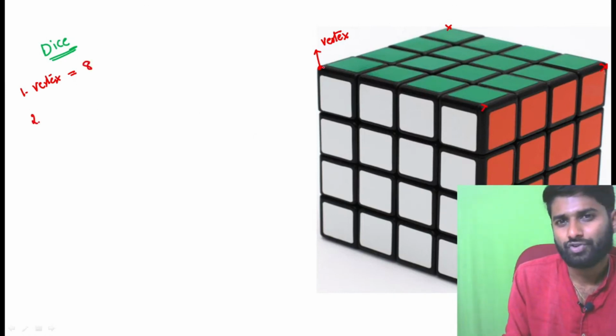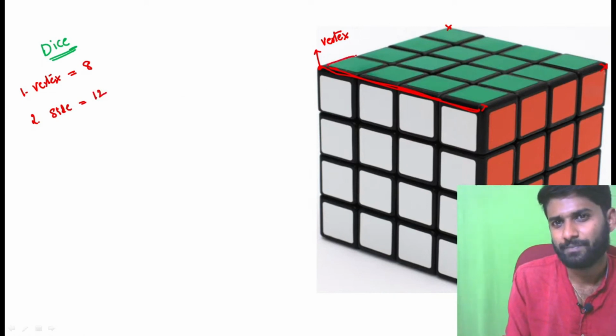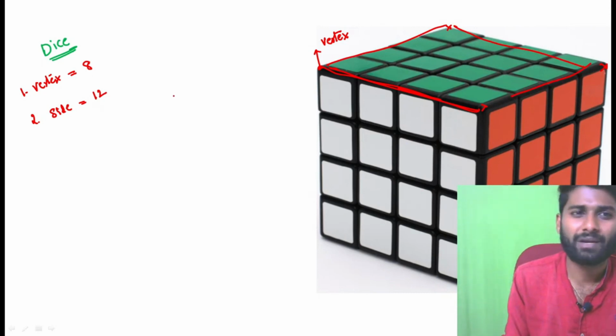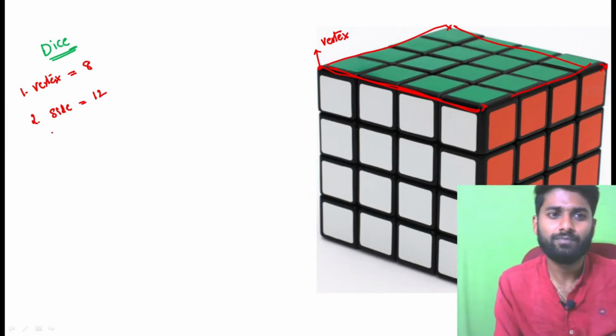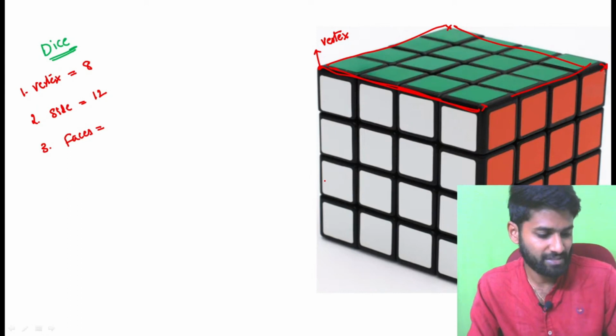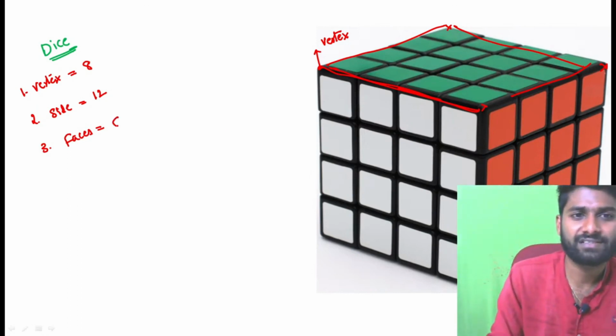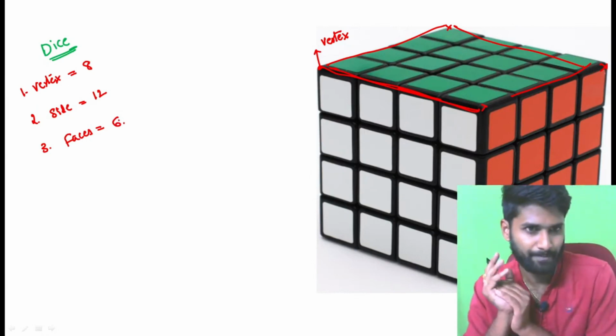Second one. Joining of two vertex points is a side, guys. Now, if you count the total number of sides, it is exactly equal to 12. If you just count here, 1, 2, 3, 4, and the entire set, the total number of sides is 12. Now, third one, the total number of faces: front face, back face, top face, bottom face, right and left. All the faces are 6. So this is the overall information.